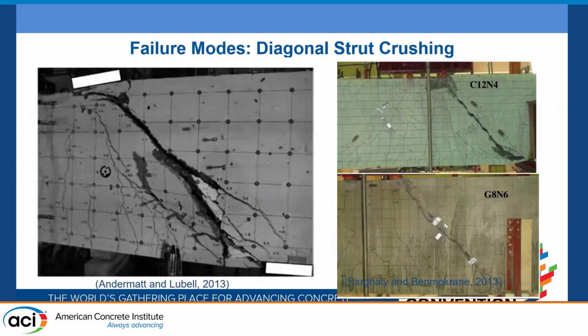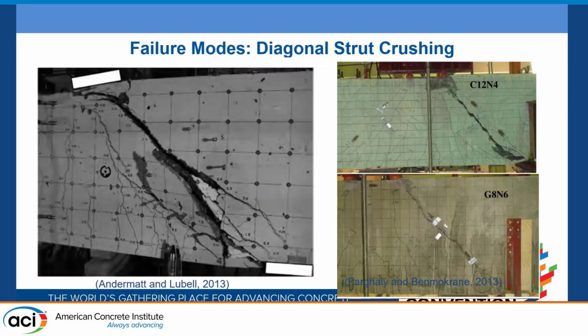So the failure modes, the codes will typically predict a crushing of the diagonal strut, and that often happens, and this is what that looks like when it does happen. You get a large diagonal crack directly from the inside of the bearing plates to the load plates. And you sometimes get additional crushing towards either end close to the plates. And that is typically the assumed failure mode, but that is not always the failure mode.